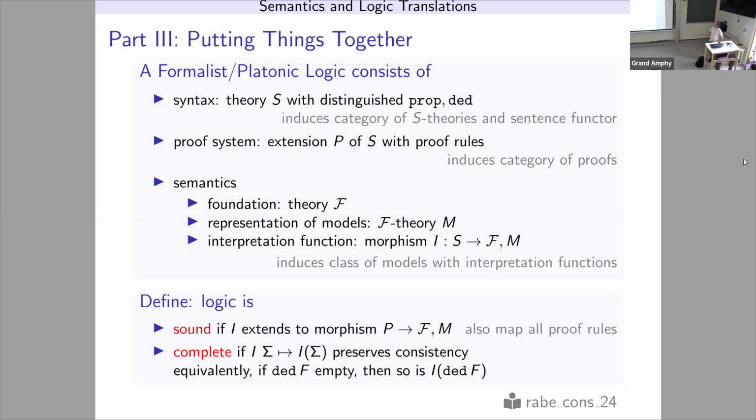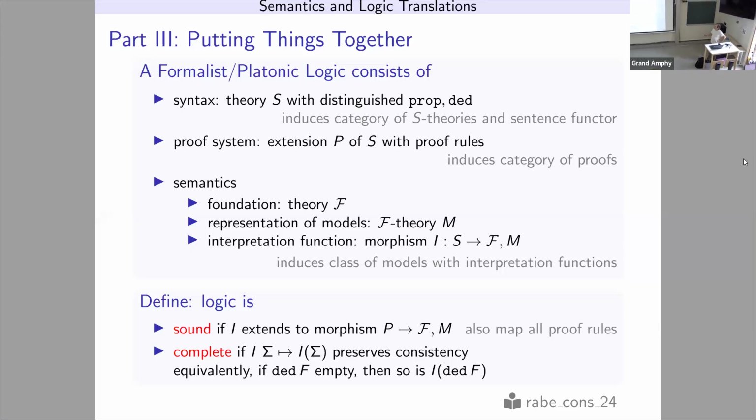And we can define soundness and completeness. The semantics is sound if the translation of the syntax to the semantics can be extended to also translate the proof rules. That's usually relatively easy. Just extend the morphism by mapping all the proof rules. Most of the time it's a student's exercise.